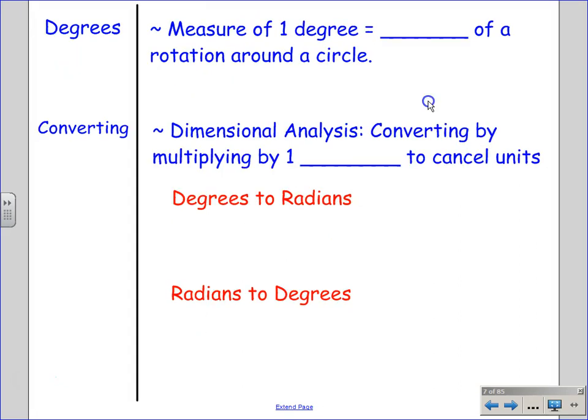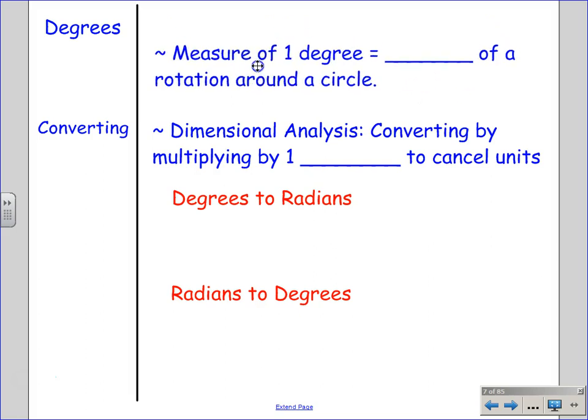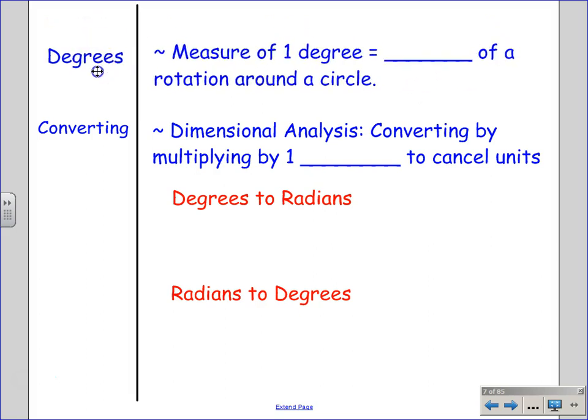Let's talk about bridges. If you've ever taken chemistry, you should see the words dimensional analysis and be like, ding, ding, ding, ding, ding. It's a bridge.